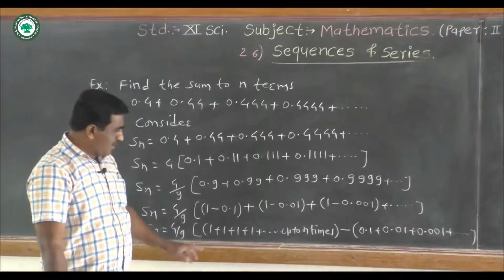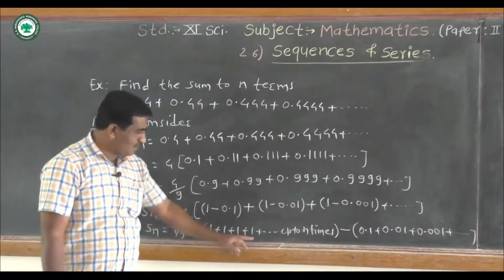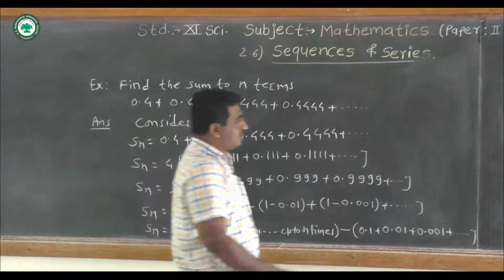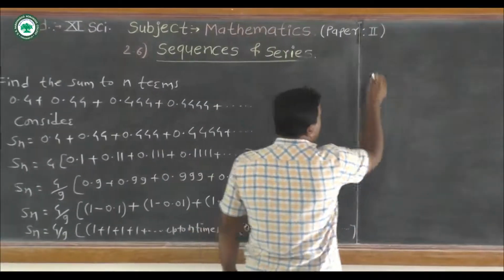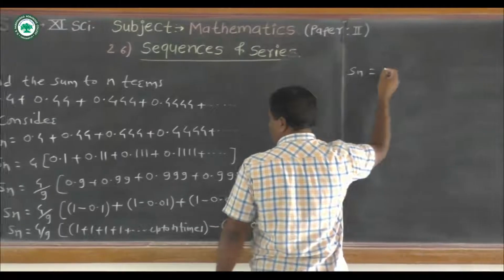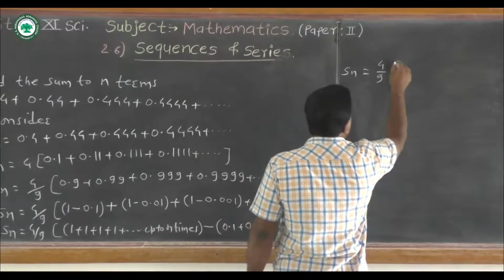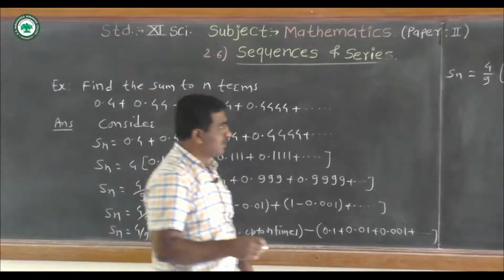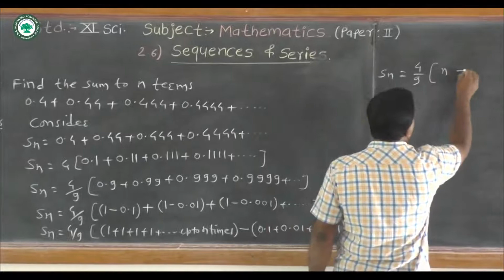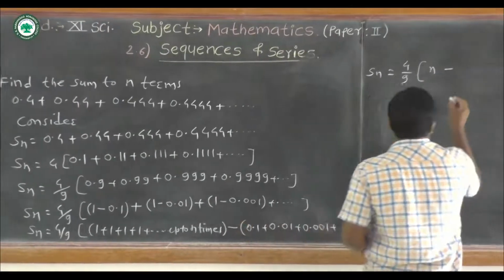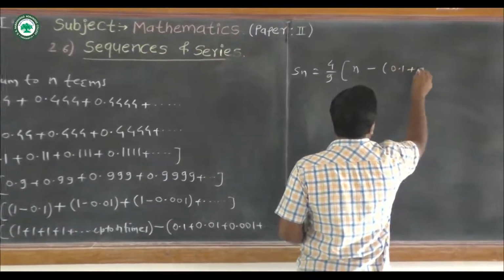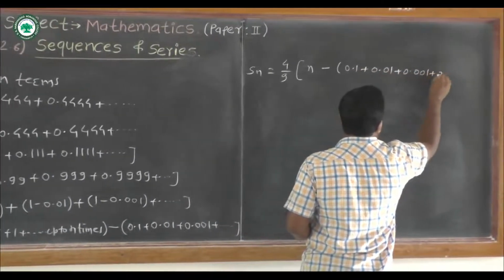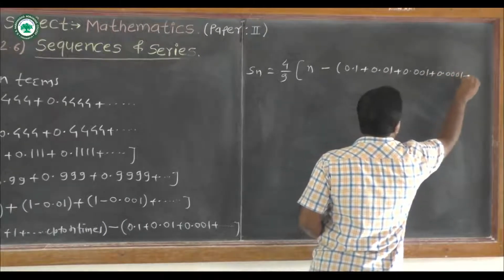Okay, now here in first bracket 1 plus 1 plus 1, n times, therefore we can write here 1 into n. Then Sn equal to 4 upon 9 as it is into, in square bracket, 1 plus 1 plus 1 means n, minus, keep this bracket as it is, that is 0.1 plus 0.01 plus 0.001 plus 0.0001 plus so on.